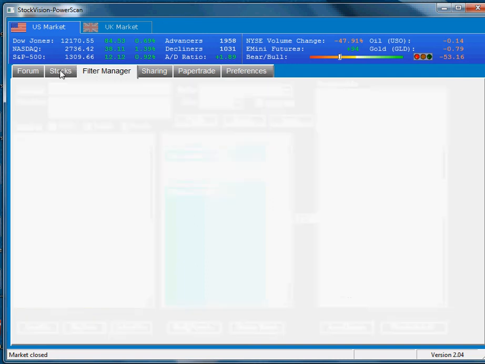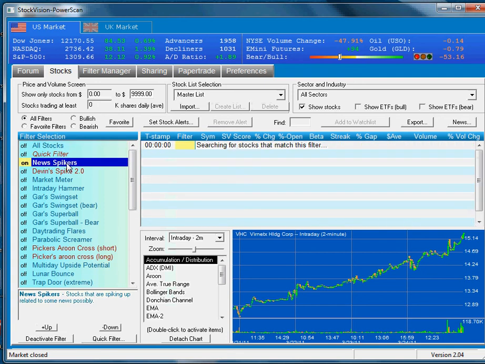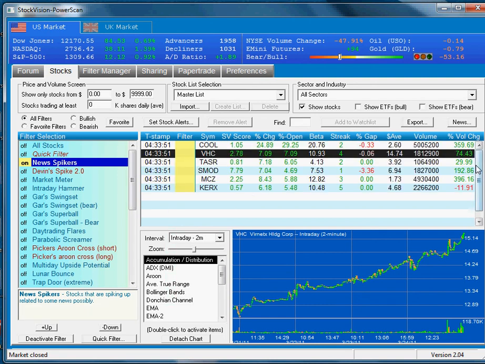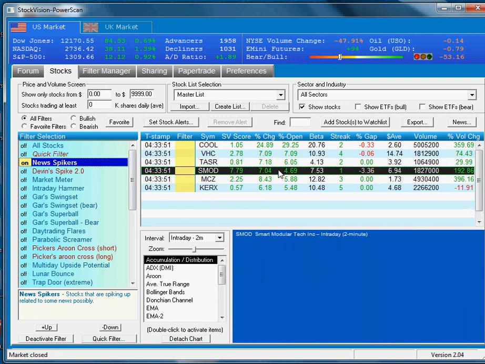Now let's go to stocks. Let's run our news spikers filter. We're going to double click on it. So right now it's thinking about it, searching for stocks that match this filter. Oh, there it goes. Look at that. We got 6 stocks coming up. And as you can see, they all have been going up as of late.